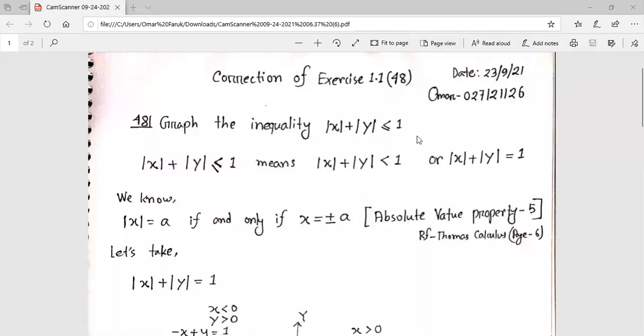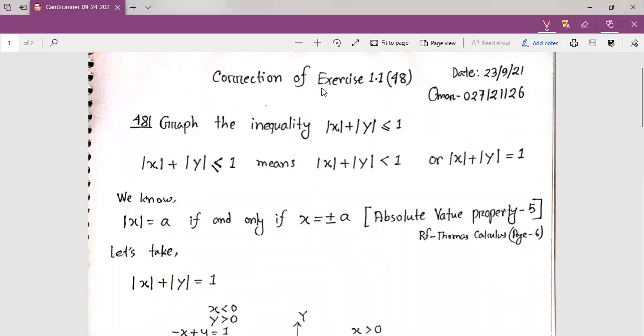Hello everyone. Now you will see exercise number 48. We have to graph the inequality of modulus x plus modulus y is less than or equal to 1. So this means modulus x plus modulus y will be less than or equal to 1, right?